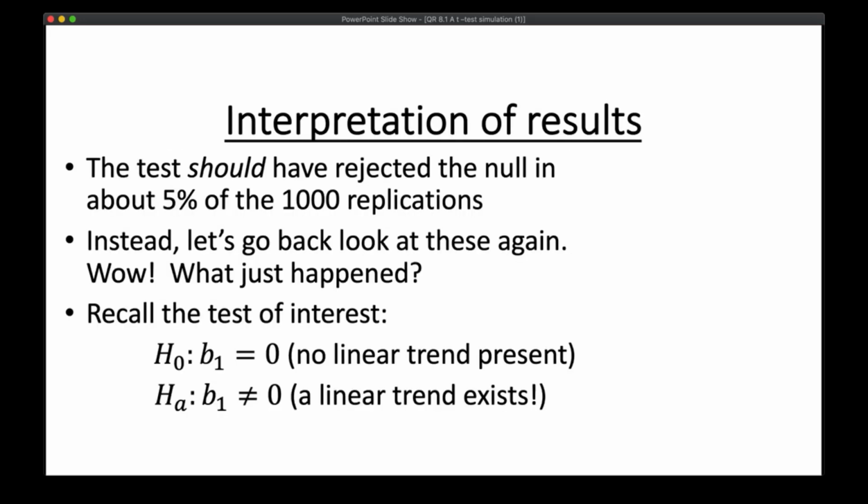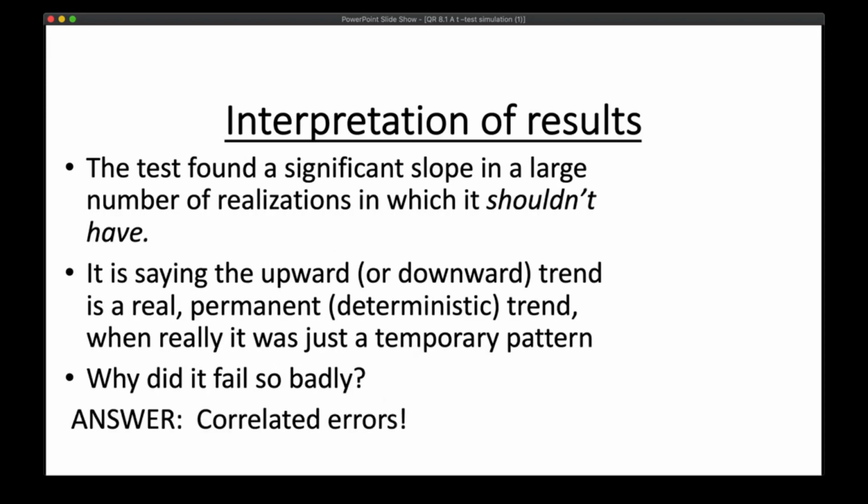Okay, so what just happened to us? Well, we ended up rejecting that null way more than we should have rejected the null. And what does that really mean in English? The fact that it rejected the null when it shouldn't have? It was saying that there is a linear trend in the data, a permanent, deterministic linear trend that this test says is going to go on forever.